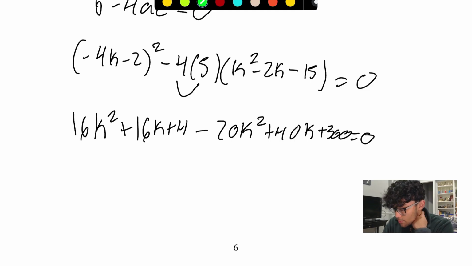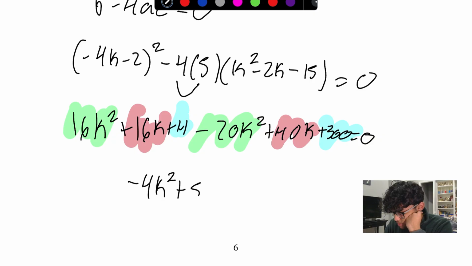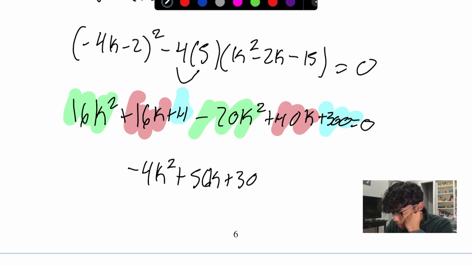So again, we're going to have to simplify like terms. So we have 16k and 40k, and then we have the rest of the constants. So 16 minus 20 is negative 4k squared. Then we have 56k, and then we have 304 equals 0.